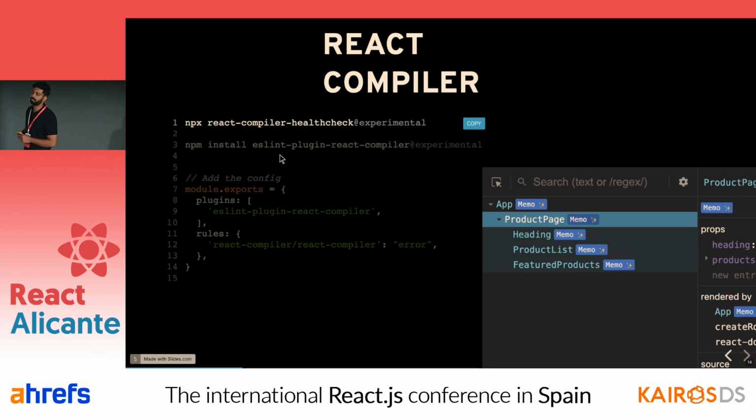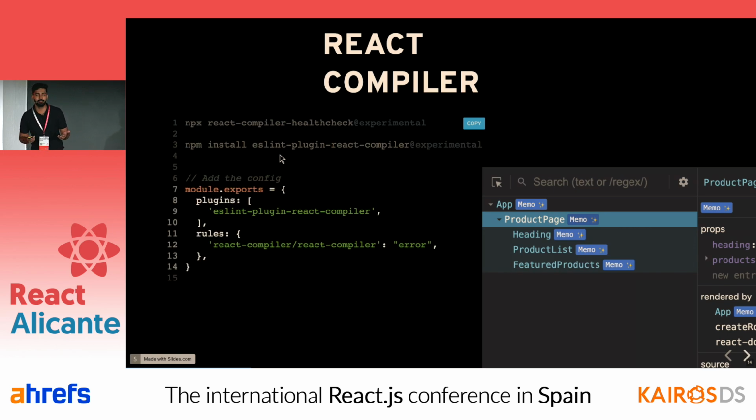Now, how do you use this compiler in your React 19 project? The process is pretty simple. You just need to use React compiler health check. This package helps you know whether the components inside your React 19 project have optimization capabilities that the React compiler can act on. And once you see that yes, it can do something, you need to install the plugin for the compiler, which is eslint-plugin-react-compiler, and just directly use it inside your ESLint config, and that's it.